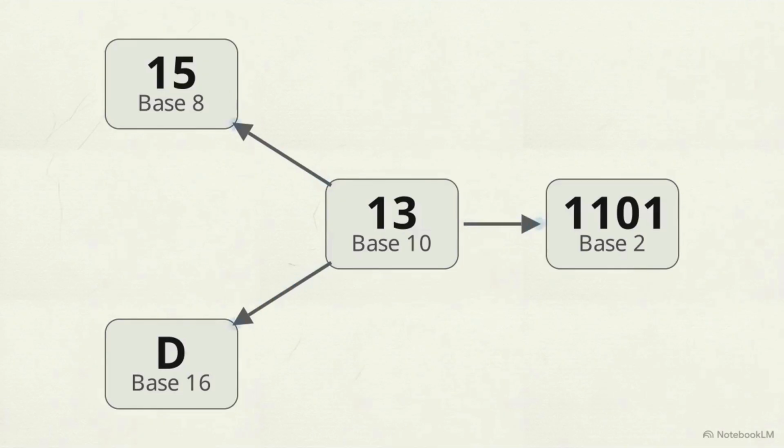We can actually map that same base 10 number to other counting systems as well. We can convert it to 15 in base 8 or the letter D in base 16. To get from base 10 to any of these targets, there is one universal mathematical rule. You continuously divide your starting number by your target base. To reach base 2, you divide by 2. To reach base 8, you divide by 8, and so on, extracting the remainders along the way.